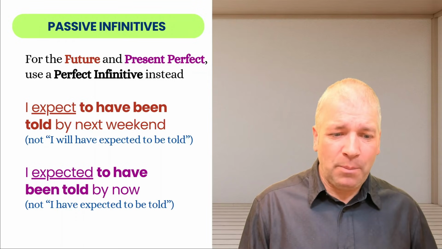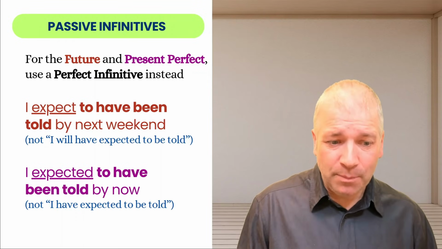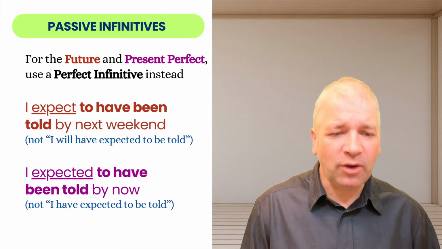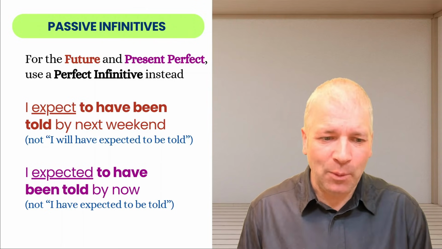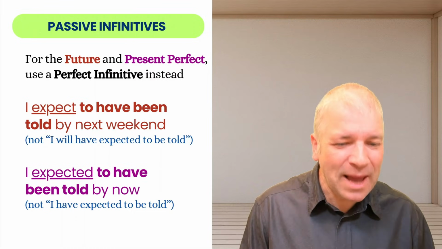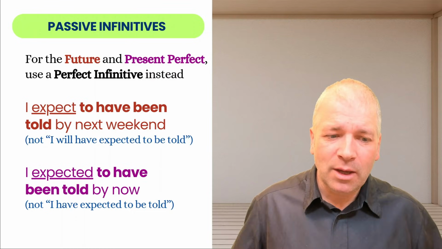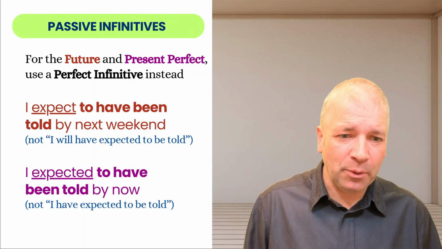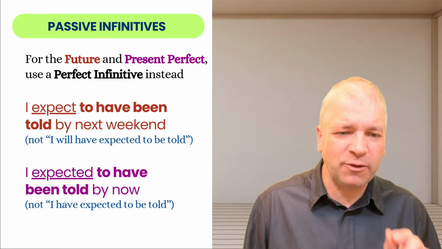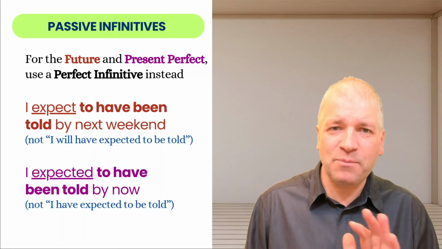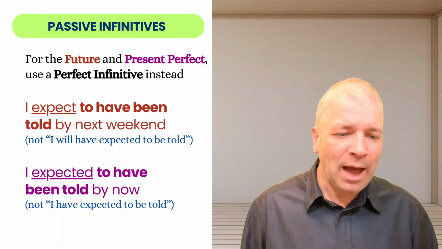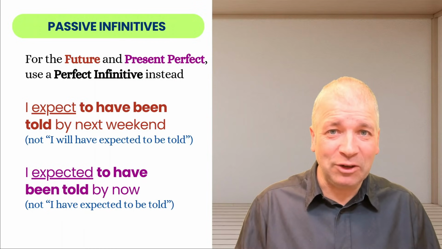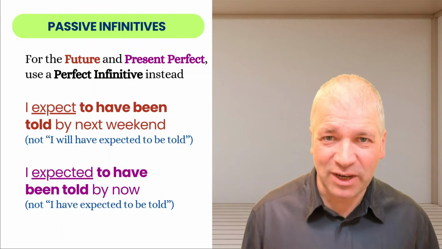Look at the second example now, where we're looking at the present perfect. "I expected to have been told by now." Not "I have expected to be told." Instead here, change expect into the past simple and then use the passive perfect infinitive, have been told. And that is how we create the present perfect if you need to use it for the passive infinitive.